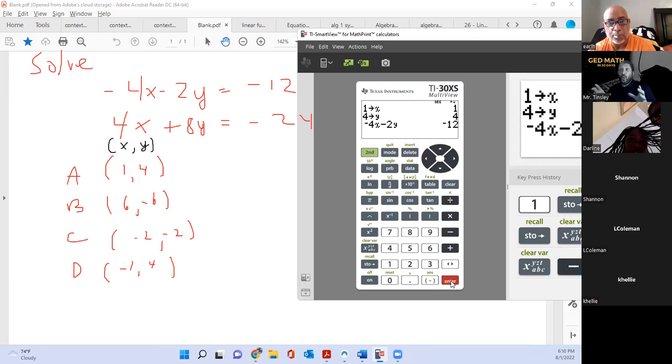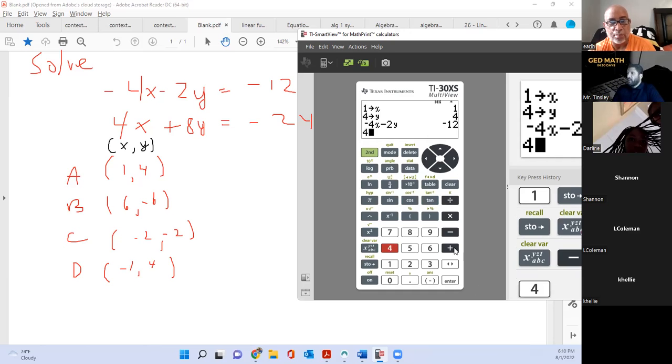So we know 1 and 4 is a solution for the first equation. But now we have to check the second equation. 4x plus 8y. We plug it in, we should get a negative 24. We do not.